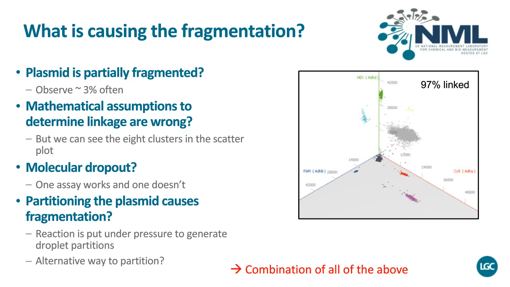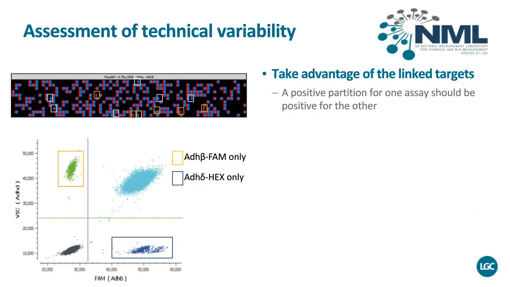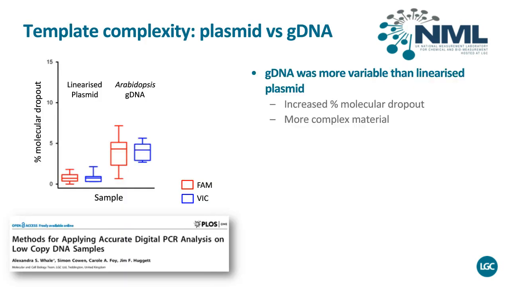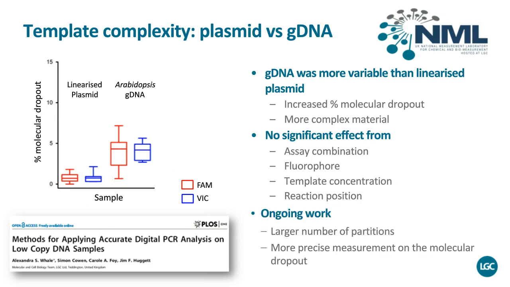I suspect it's a combination of all of the above that is contributing to that 8% and that 3%. Because of time, I'm going to skip through this very quickly. This is published data in a PLOS One paper from 2013. It's predominantly using the Fluidigm BioMark system to look at molecular dropout. Now, we want to look at a much higher partition instrument and how the concentration of the genomic DNA or the plasmid can impact that molecular dropout.